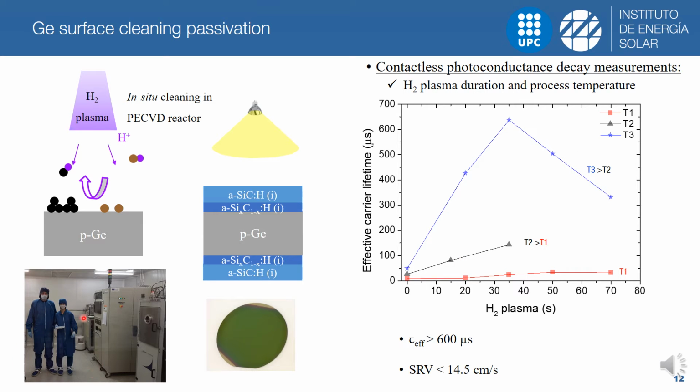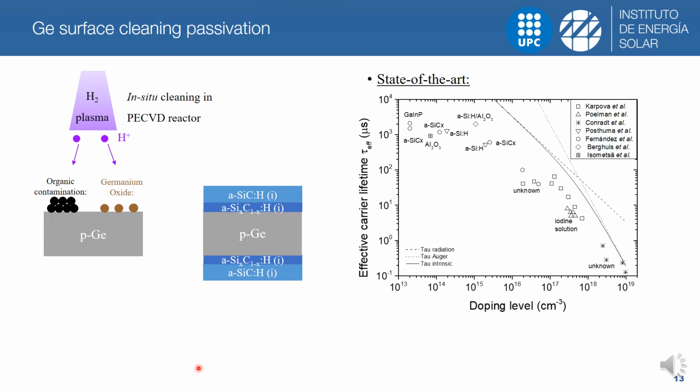And this is just a picture of me and my co-director at UPC facilities where I performed all of these experiments. But how does our result compare within the state of the art? As you can see here, there is a very strong correlation between the effective carrier lifetime and the doping level in germanium. And in our case, more than 600 microseconds of effective lifetime were achieved for a doping level of 3×10^15 cubic centimeters. Apart from using this kind of wafer, we have also tested our passivation on intrinsic wafers, achieving more than 1 millisecond of effective lifetime.